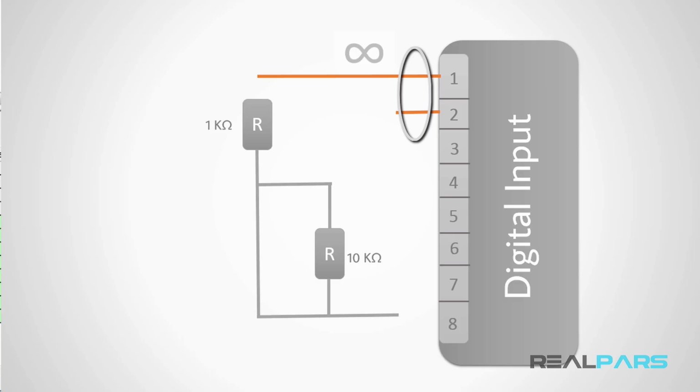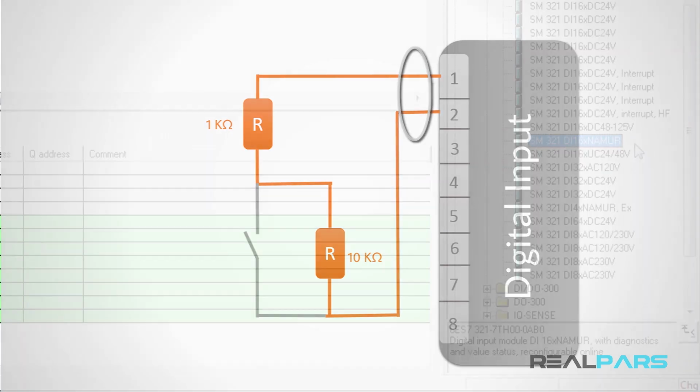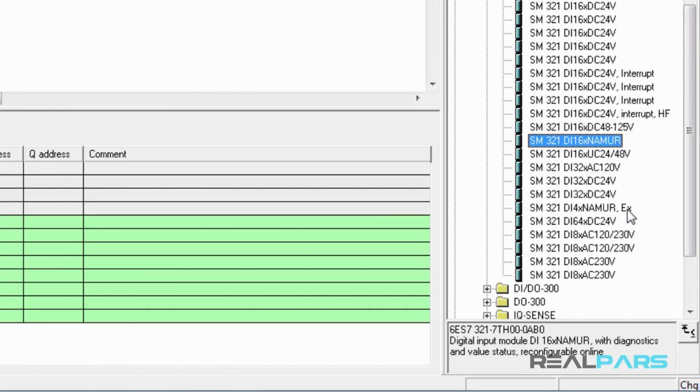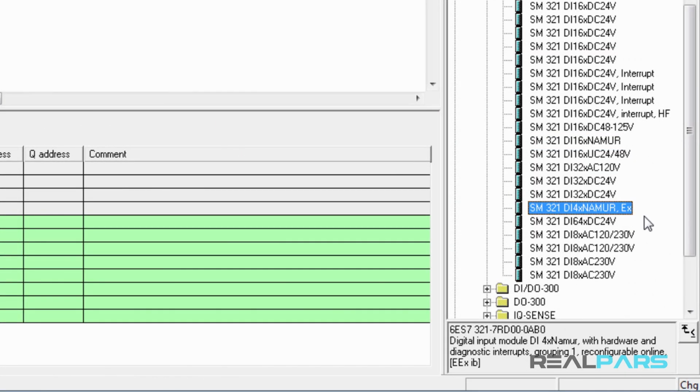The DI modules that have namer suffix in their codes in fact have this ability to measure the resistance of the ends of the sensor and recognize if the sensor is on, off, or disconnected. So the word namer in the DI module code is the ability to connect to the namer sensor. There are other series of DI modules in here with X as a suffix. These modules are the explosion-proof modules, meaning that they are applicable in cases where there would be a possibility of explosion, and we need to use explosion-proof modules.